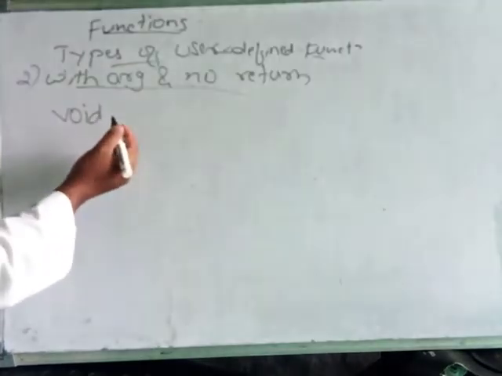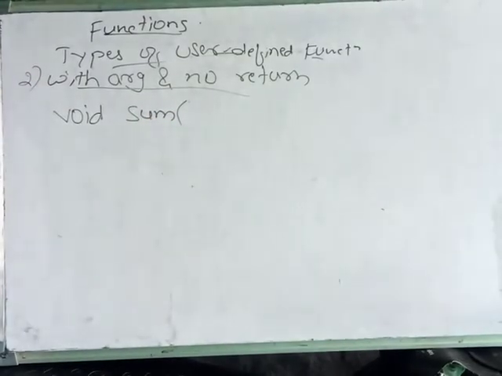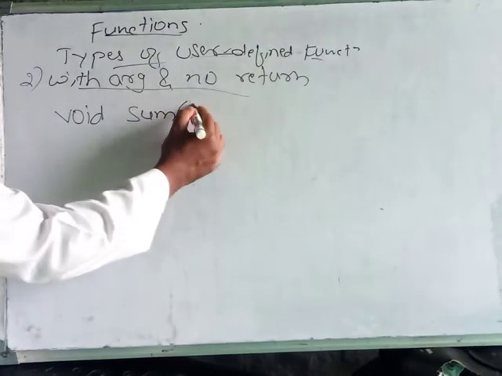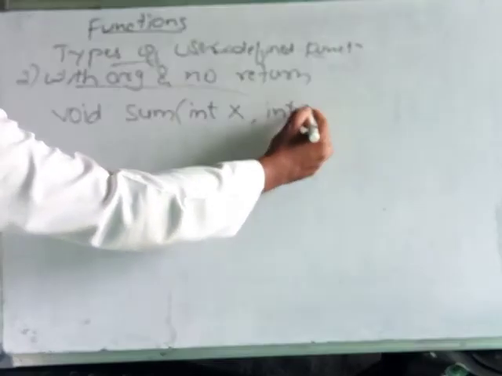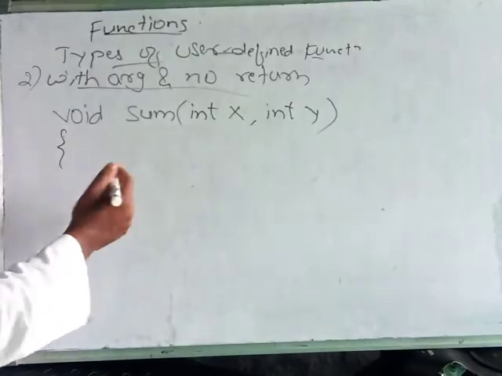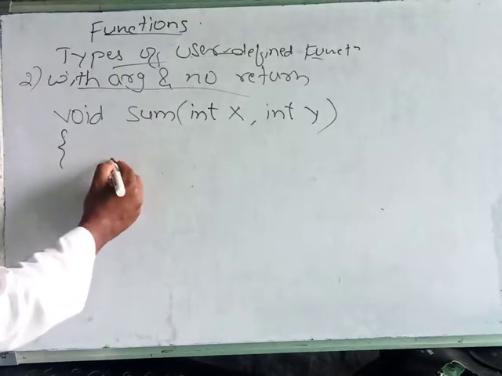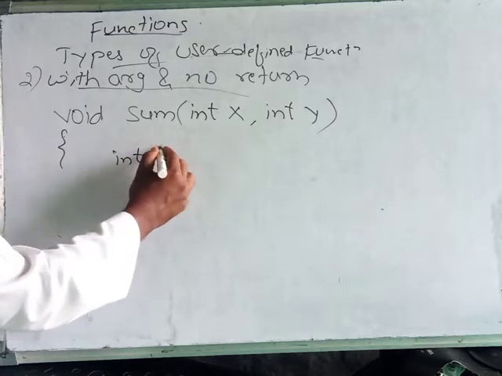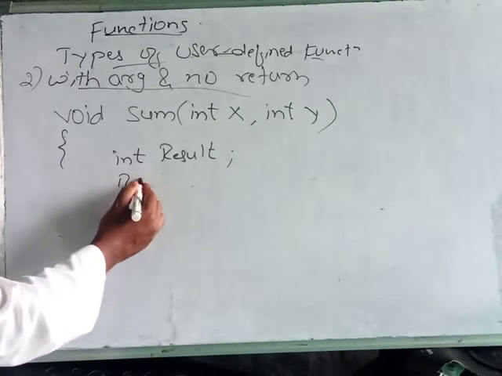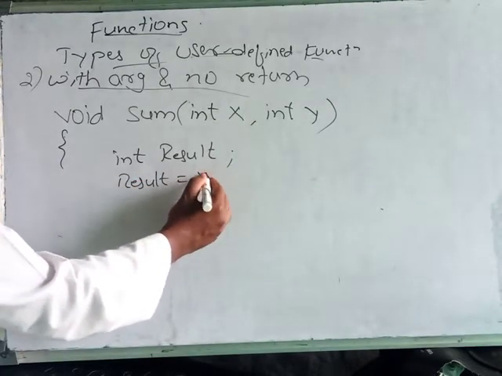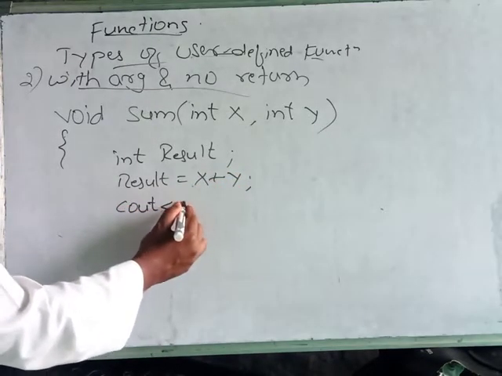Clear? Void, for example, sum I am taking here. It will just add two numbers. We are passing two parameters here, int x, int y. Now here we perform some actions. In sum, we will declare one variable here, int result. Now result is equal to x plus y. Finally we are displaying the output here, cout.